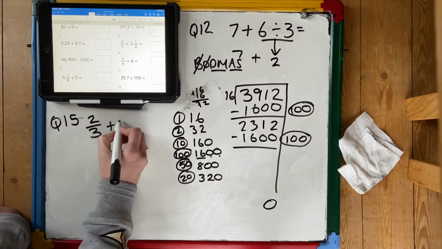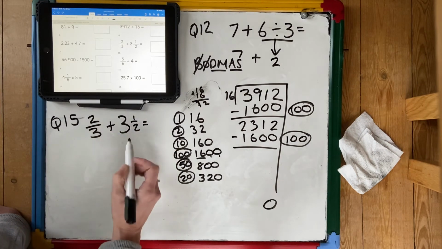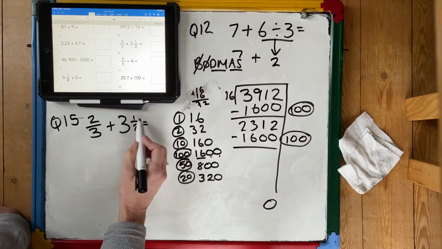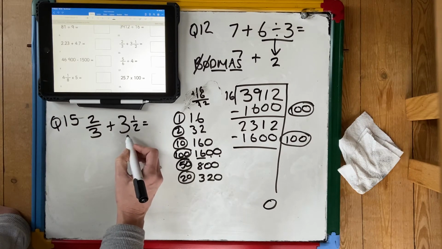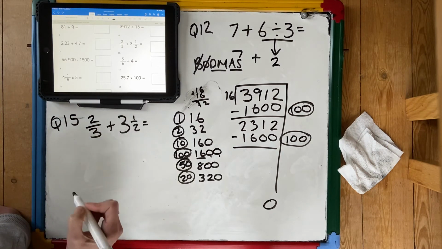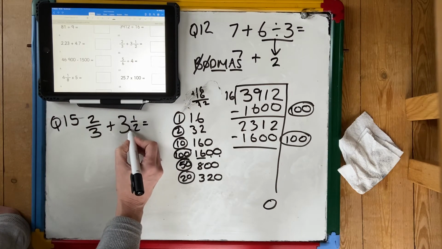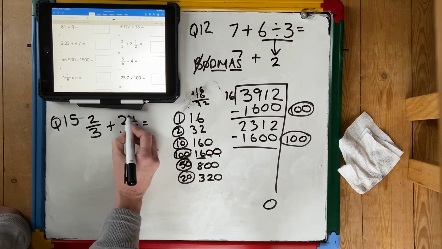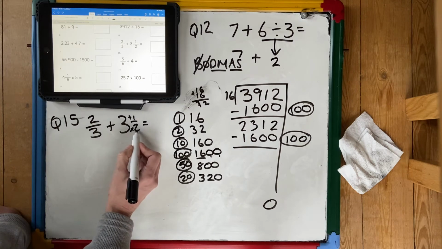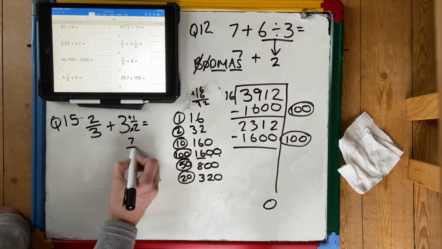2/3 add 3.5. So what is 3.5? 3.5 is what we call a mixed number. So before we do the calculation, we need to turn the mixed number into an improper fraction. Remember how we've done it before: we times the denominator and add the numerator. So 3 times 2 is 6, add the 1 is 7. So we've got 7 halves.